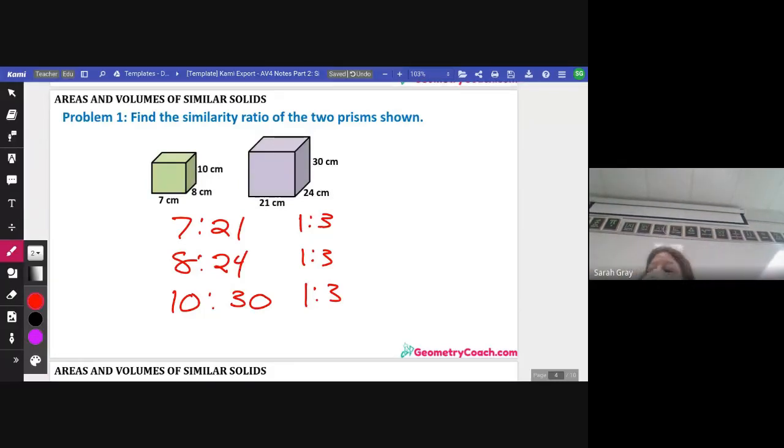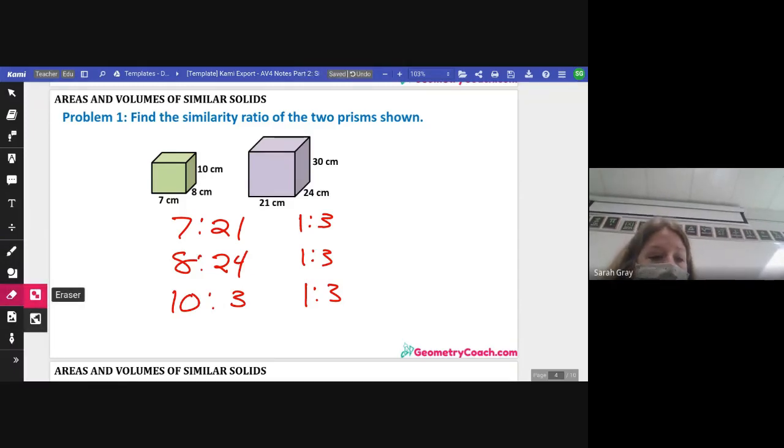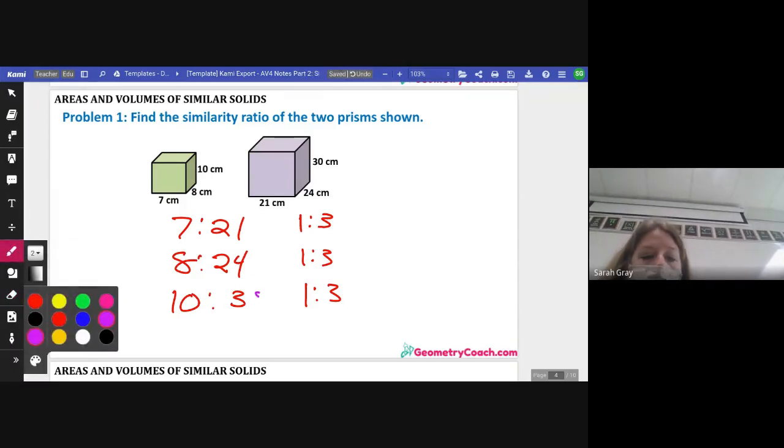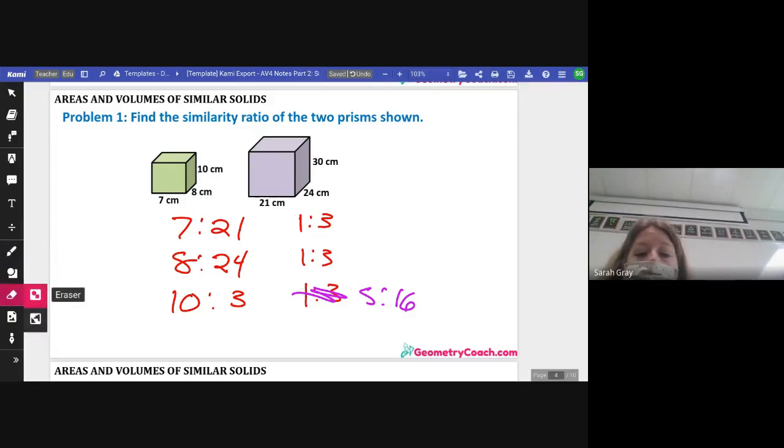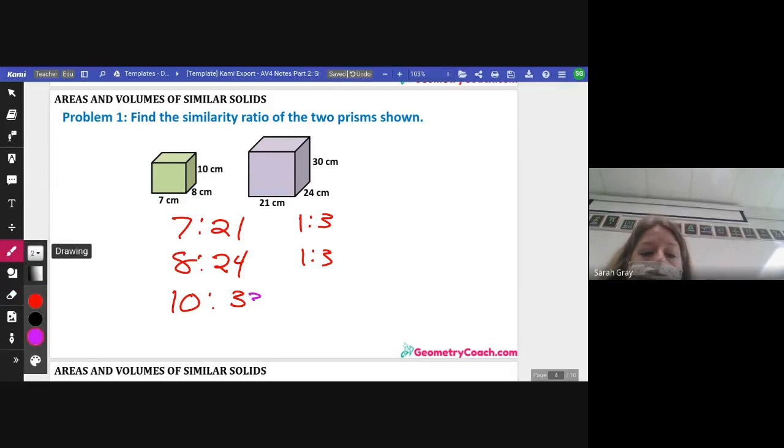If you set up the similarity ratios and one of them is off, like let's say that this was a 32, and then this doesn't simplify to 1 to 3, it simplifies to 5 to 16. So if one of the ratios is not the same, then they're not similar. In this case, they were all the same. They all simplified to 1/3.